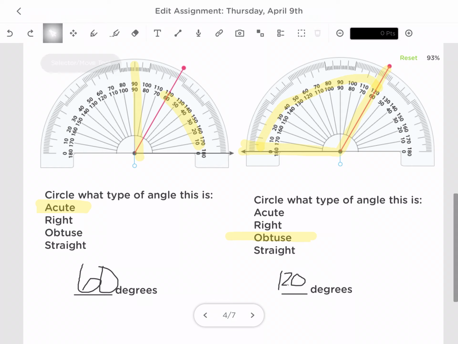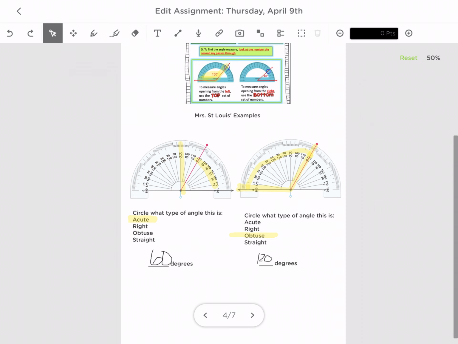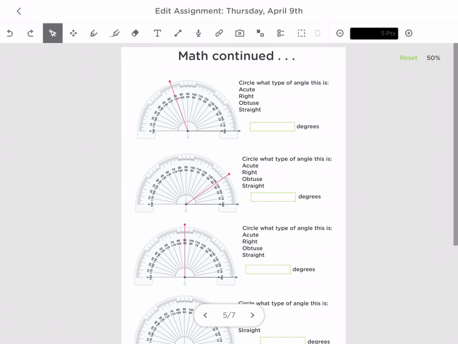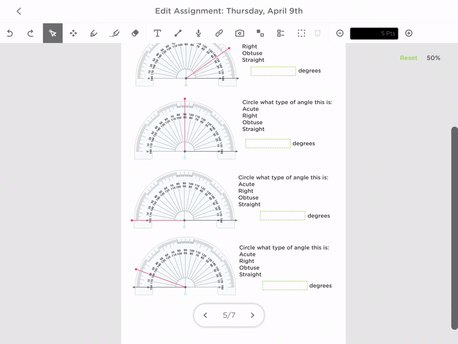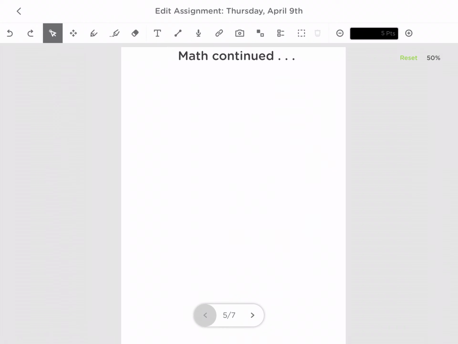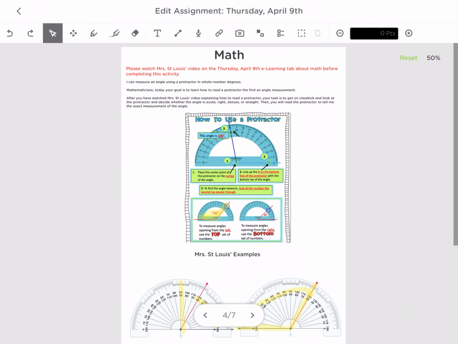Okay, so your task for today, those are my examples. Your how-to-use-a-protractor will be on this slide. Your work starts here. You are going to decide what type of angle it is, so acute, right, obtuse, or straight. And then you're going to read your protractor and type in the amount of degrees. Just put the number because I already have degrees off to the side. You want to make sure that it will count you right. You have 5 protractors to read on this slide, and then you will have 3 more on this side. Please make sure that you are paying attention to whether it opens to the right or to the left.